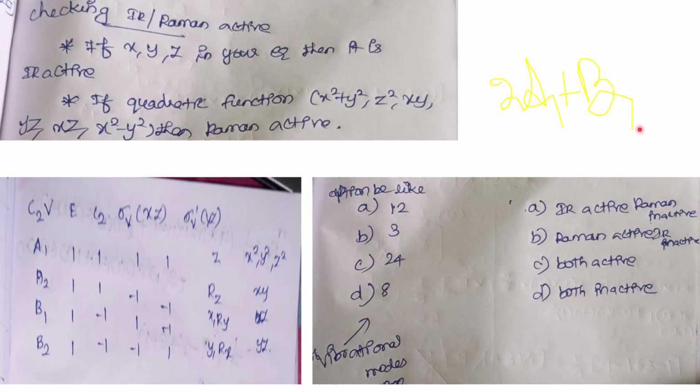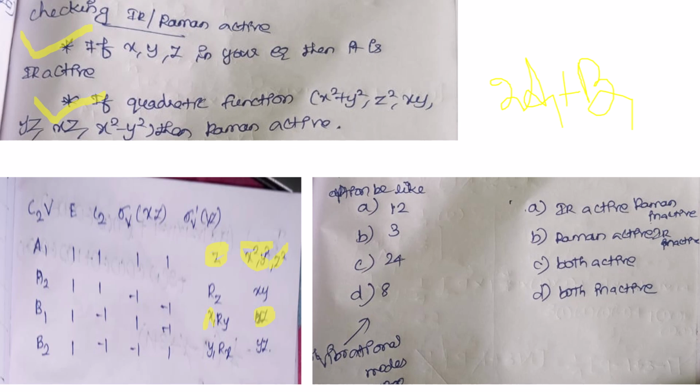So let us check our vibrational mode equation, 2A1 plus B1. What happens for A1? We have z here, and we also get z squared, x squared, y squared. For B1, we have x here, and we also get xz. So it satisfies both conditions: it is both IR active and Raman active.